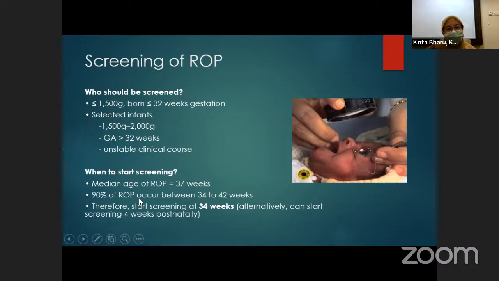And when to start screening? The median age of ROP occurrence is 37 weeks, and 90% of ROP occur between 34 to 42 weeks. Therefore, start screening at 34 weeks, or alternatively, we can start screening 4 weeks postnatally.